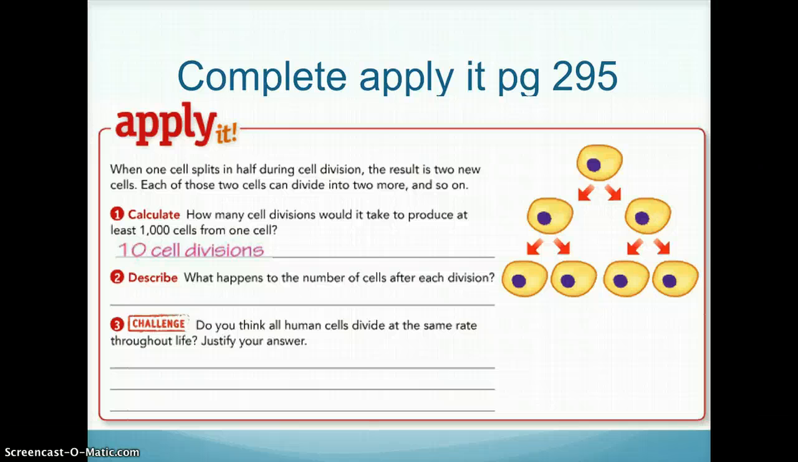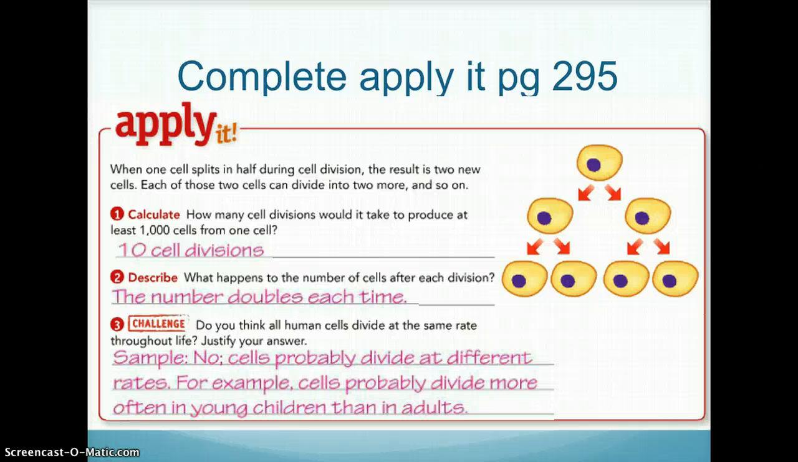After 7 divisions, there will be 128 cells. After 8 divisions, there will be 256 cells. After 9 divisions, there will be 512 cells. And after 10 divisions, there will be 1,024 cells. This shows that after each time the cell divides, the total number of cells doubles.